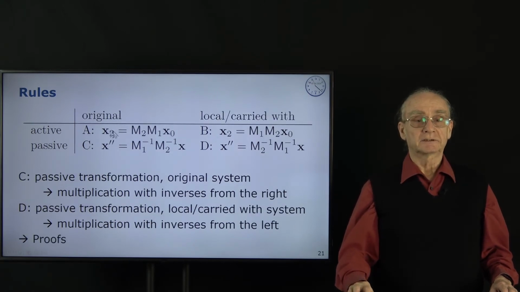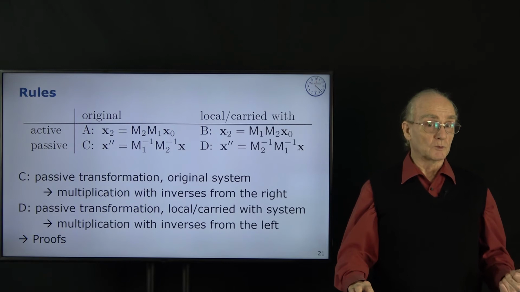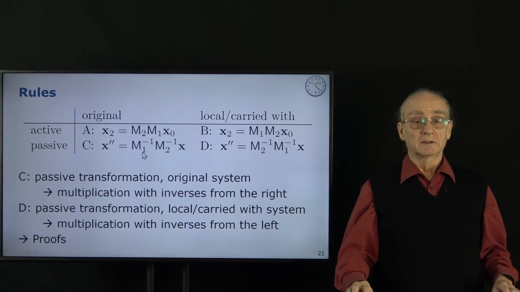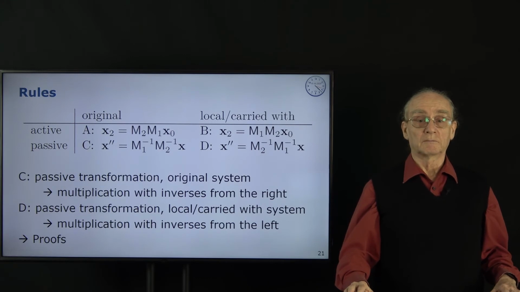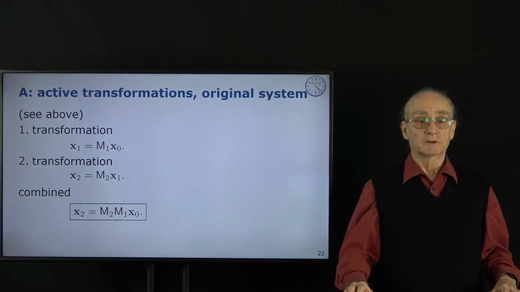If we go to the next situation, C, we have a passive transformation. That means the transformation of the coordinate system. We know we need to have the inverses. That means we get a multiplication from the right. And if we have the passive transformation described in the local coordinate system, we have the inverses multiplied from the left. So let's look how these equations can be derived.